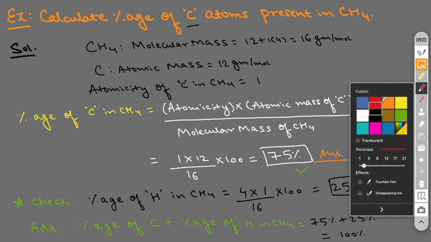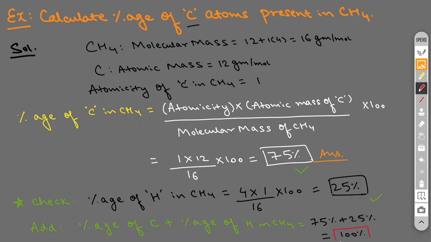So if the summation comes out to be 100%, it means the calculated value is correct, our answer is correct here. Right, now moving further, we'll solve another example.